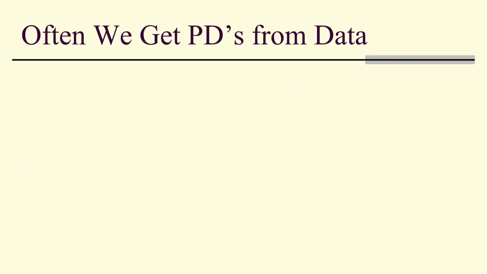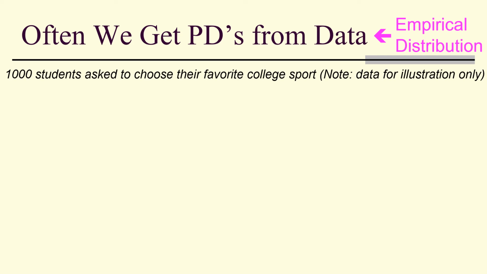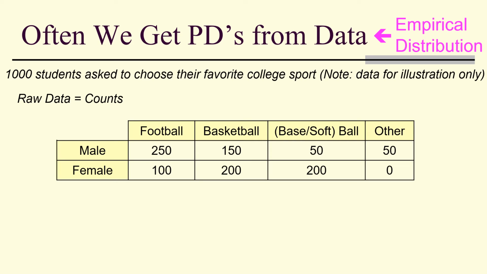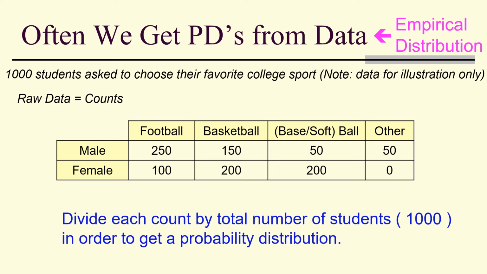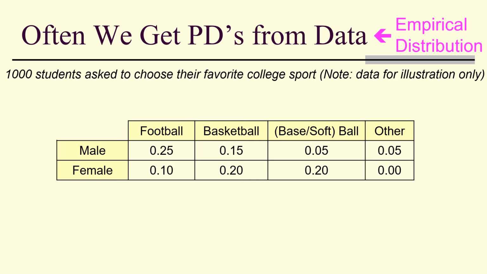We often get our probability distributions also from data, which is called an empirical distribution. So let's look at an example. So suppose, just for illustration, that 1,000 students were asked to choose their favorite college sport. So our raw data is just the counts, and we divide each count by the total number of students, 1,000 in this case, to get probabilities. The capital X variable is gender and the capital Y variable is sport.